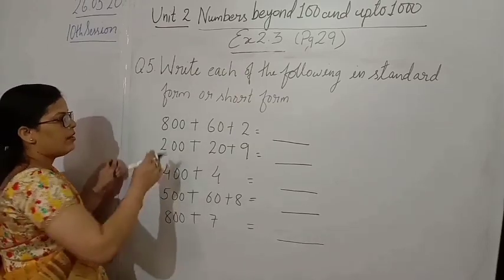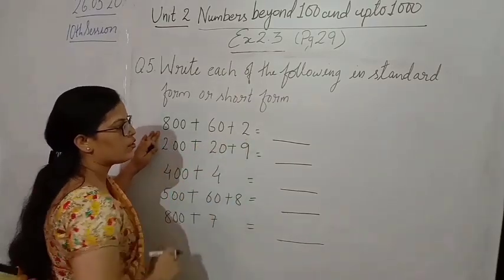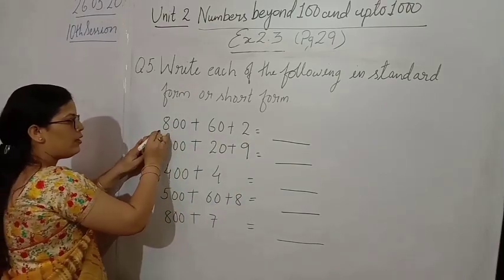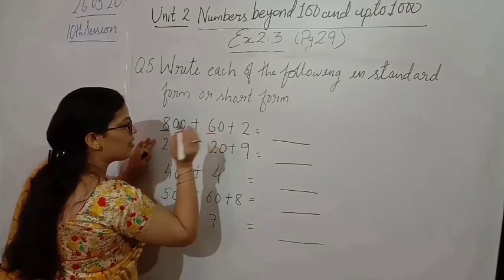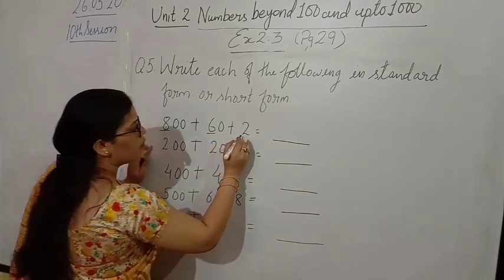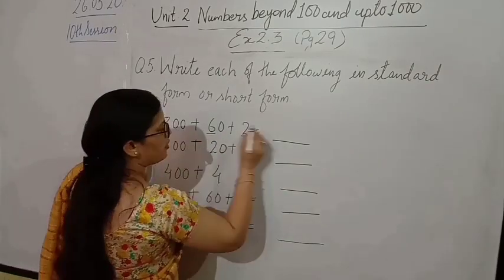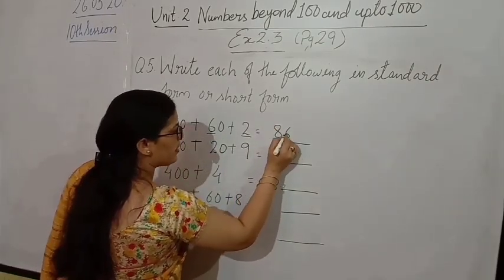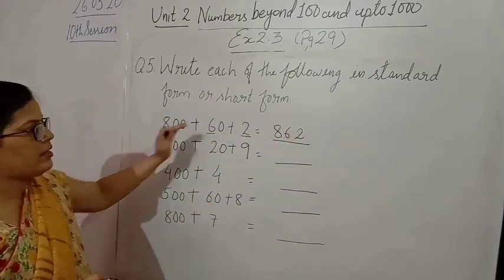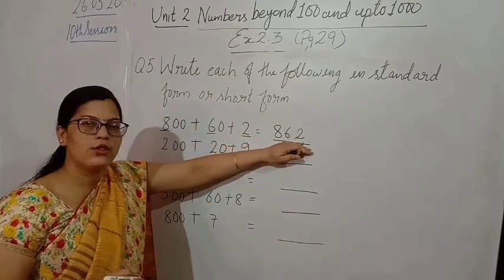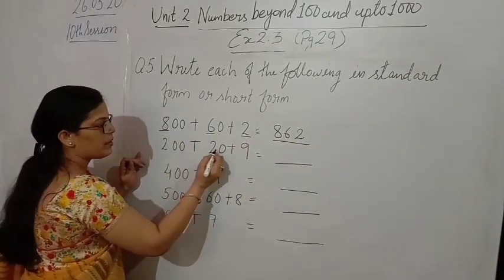Now here the expanded form is 800 plus 60 plus 2. The face value of the hundreds place is 8, the face value of the tens place is 6, and the face value of the ones place is 2. Now we'll combine these digits: hundreds place 8, tens place 6, ones place 2. So the number is 862.